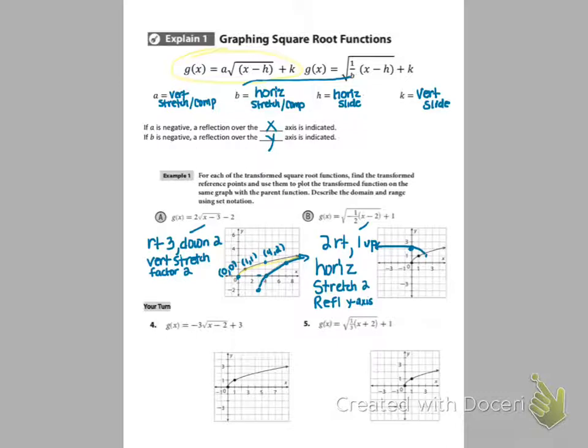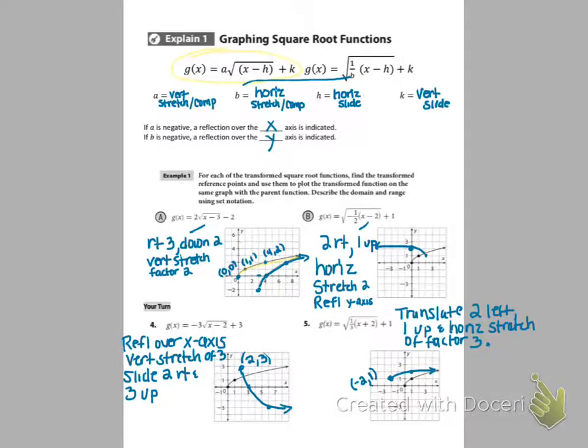So if you would take a moment, pause the video, and give number 4 and 5, the your turn questions, a try. You can tune back in and check your answers. Pause the video now. So go ahead and take a moment and compare your description of the transformation to the ones listed, and take a look at your graph and see if it appears to look similar to the one that I've graphed here.